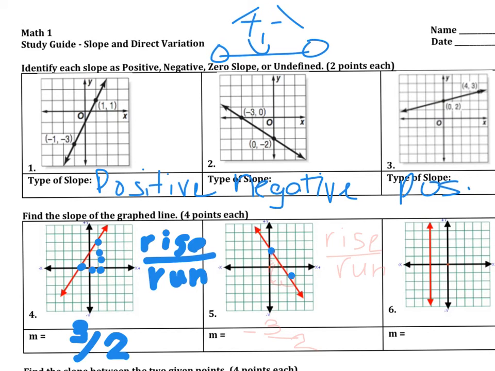And number six is slope. Notice that it goes up and down, so it's a vertical line, just like Mr. Slope Man's nose here. So this would be undefined.